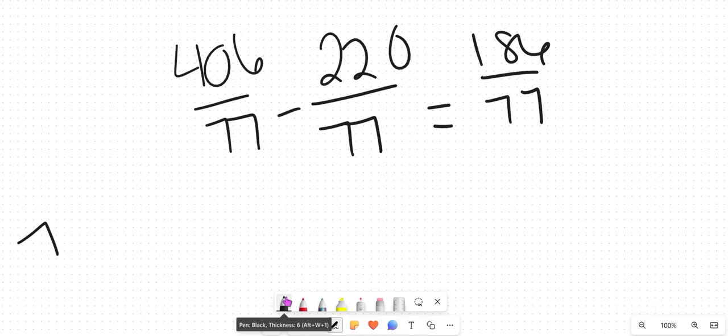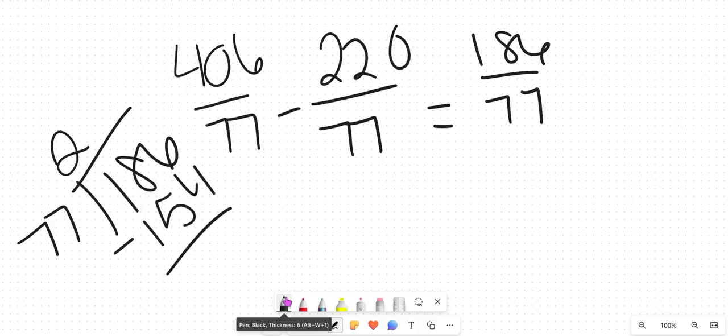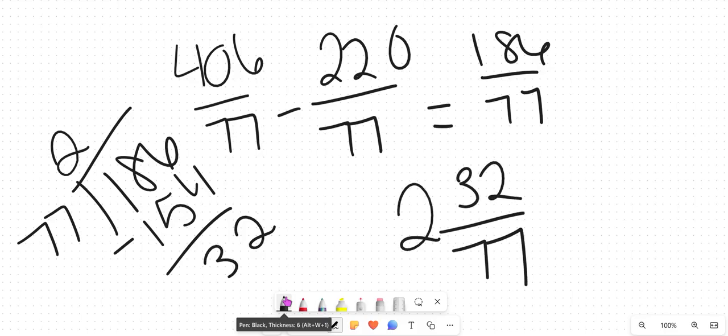And you can turn that into a mixed number, again, if you wanted. 77 goes into 186 twice, which is 154. And then we subtract. 6 minus 4 is 2. 8 minus 5 is 3. So it would be 2 and 32 over 77.